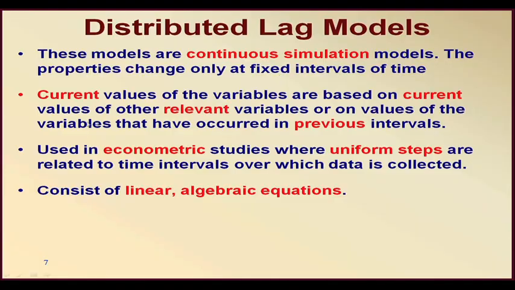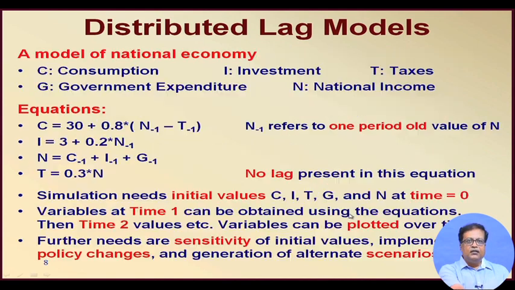Now, we take up the other one, an econometric model, which we can call the distributed lag models. These models are continuous simulation models, and the properties change only at fixed intervals of time. So, current values of the variables are based on current values of other relevant variables or on values of the variables that occurred in previous intervals. They are used in econometric studies where uniform steps are related to time intervals over which data is collected, and consist of linear algebraic equations. So, here is an example.